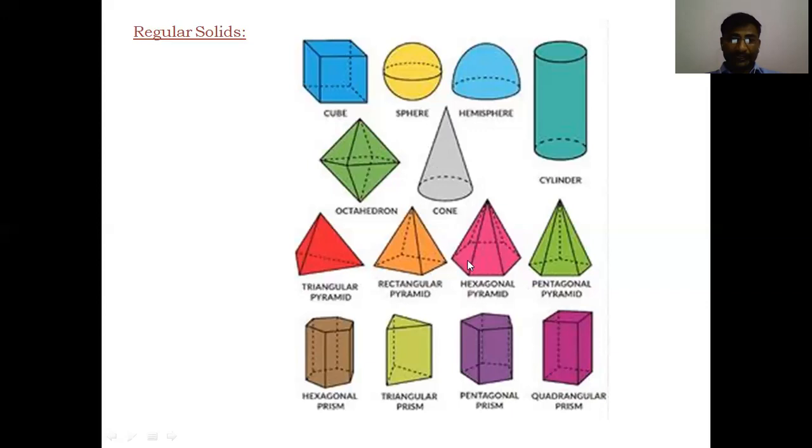So the cone is under the pyramid because a cone has only one base and one apex. The cylinder is under the prism because a cylinder has 2 bases. Clear? These are called the solids of revolution. Cone, sphere, and cylinder are called solids of revolution. Let us go for the classification of solids.